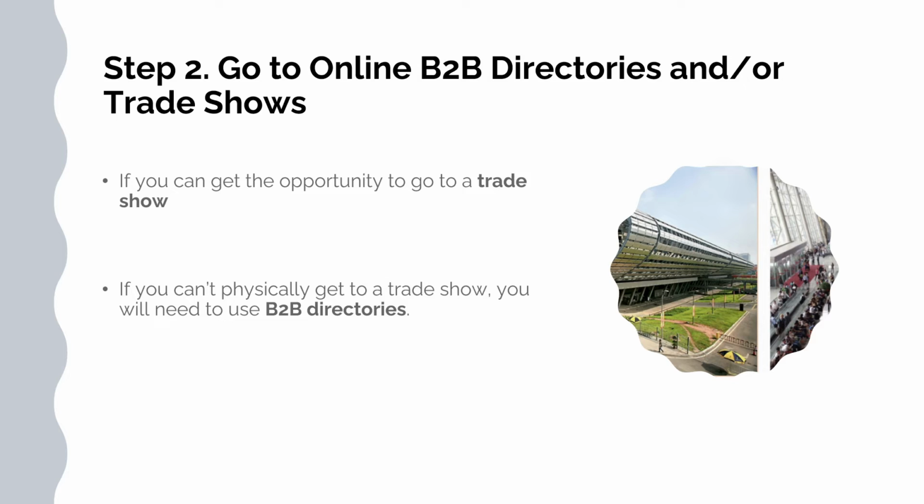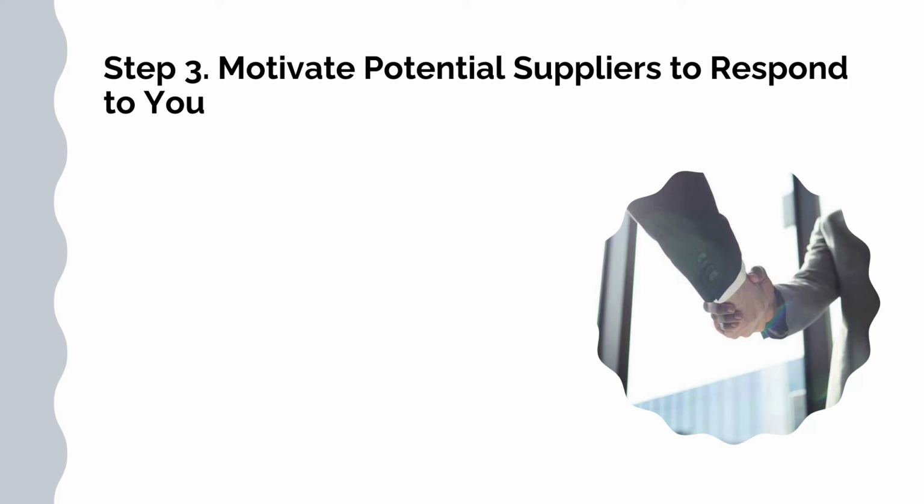Okay, now let's move to step 3. Motivate potential suppliers to respond to you. Most suppliers get too many inquiries and need to choose which ones they respond to. Here are a few tips to get their attention. The first message should be short, less than 8 lines if possible, including the product description, and with a very clear call to action, such as get back to me if you want more information about our needs.